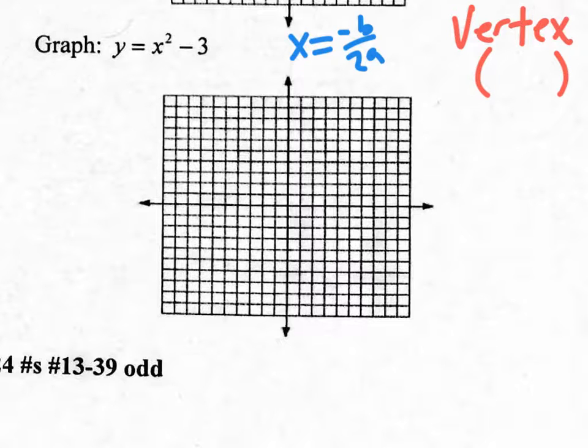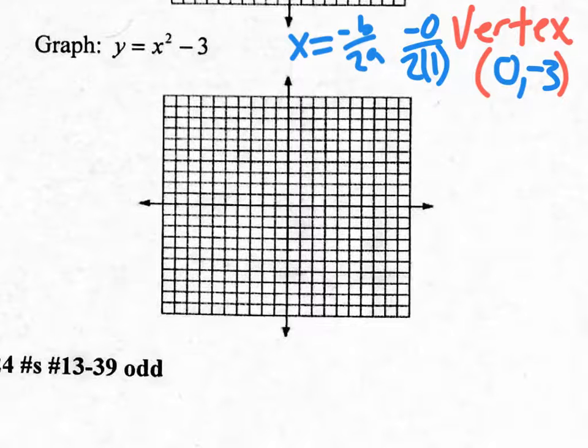Now if you think about this, when you say that your b value is 0, negative 0 over 2 times a, which in this case is 1, negative 0 is still 0, and 0 divided by anything is what? 0. So your x value of your vertex is 0. Now, what's your y value going to be? You take the 0, you plug it back in, you could do this in your head. What's your y value? Y equals negative 3. So your vertex is 0, negative 3.